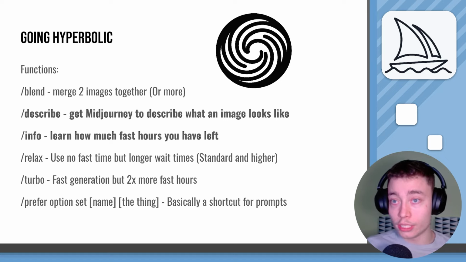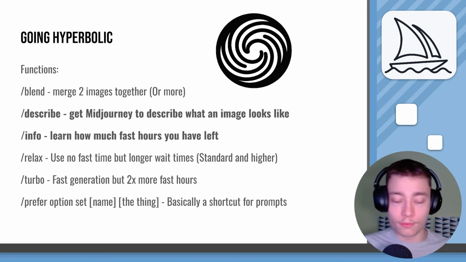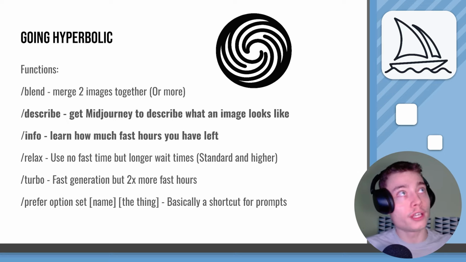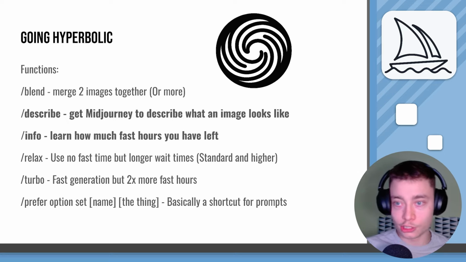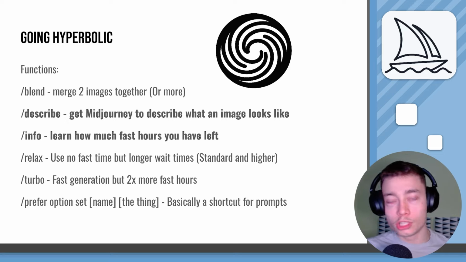Relax. So this is when you want to maybe save money. You have time on your hands and you don't want to burn through fast hours. If you are planning to generate hundreds of images, as I suggested for one of the business models, you maybe want to use relax to not burn through those fast hours. Turbo is the exact opposite.